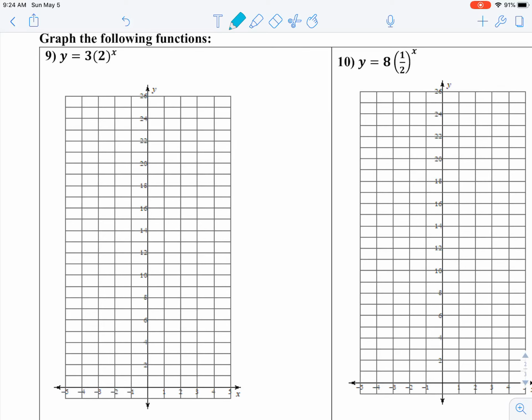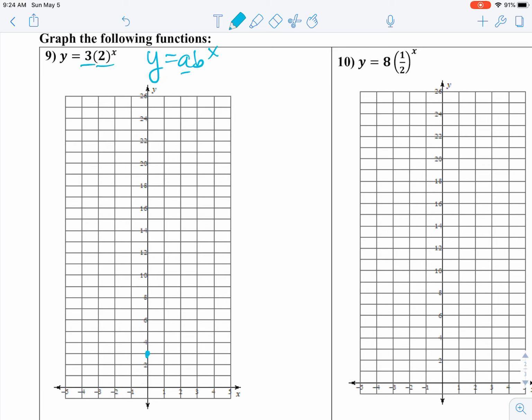Okay, so now we are going to go from an equation to a graph of an exponential equation. And we are given 3 times 2 to the x. And this is in the format of y equals ab to the x. So a is our starting point, or our y-intercept. We're going to draw a point right there.